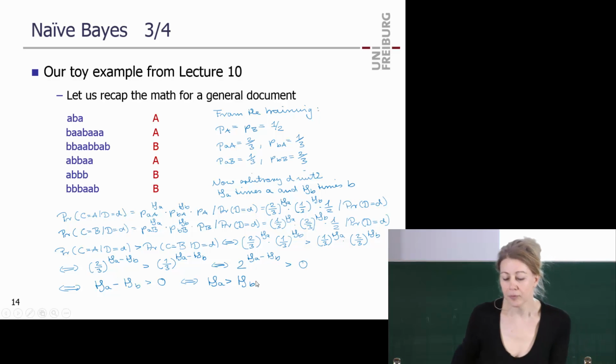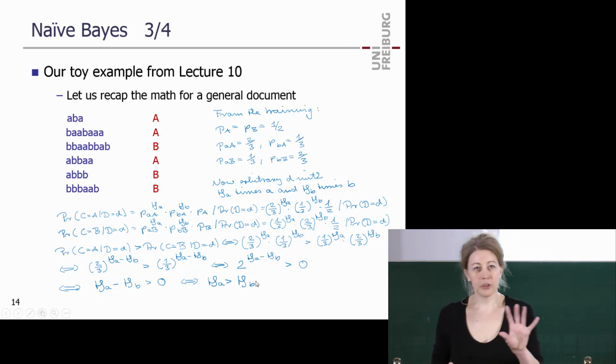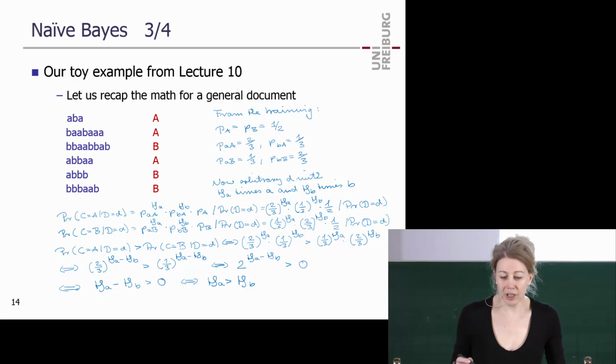And this is just prediction for a general document, right? You just do the math. It's relatively easy. You just have to do it and flow with it. And now let's draw this in 2D, right?